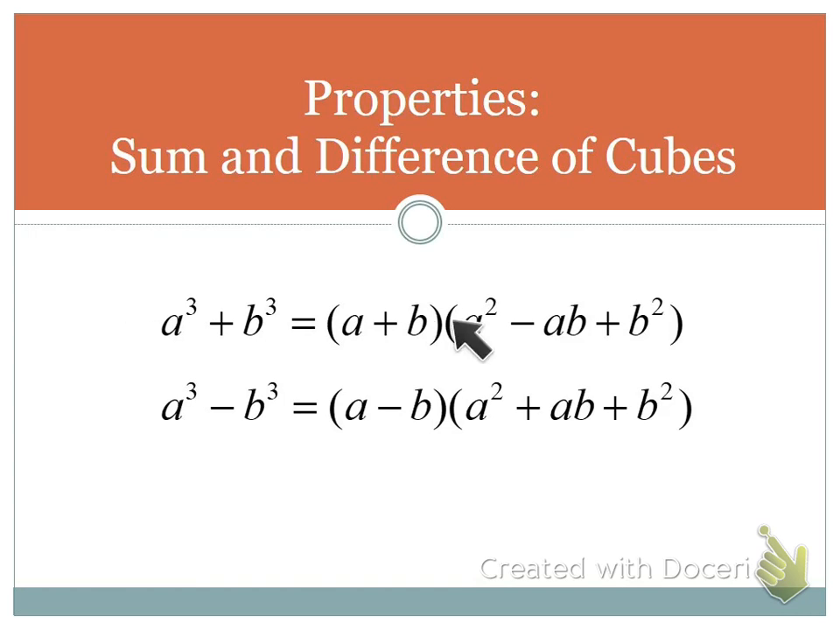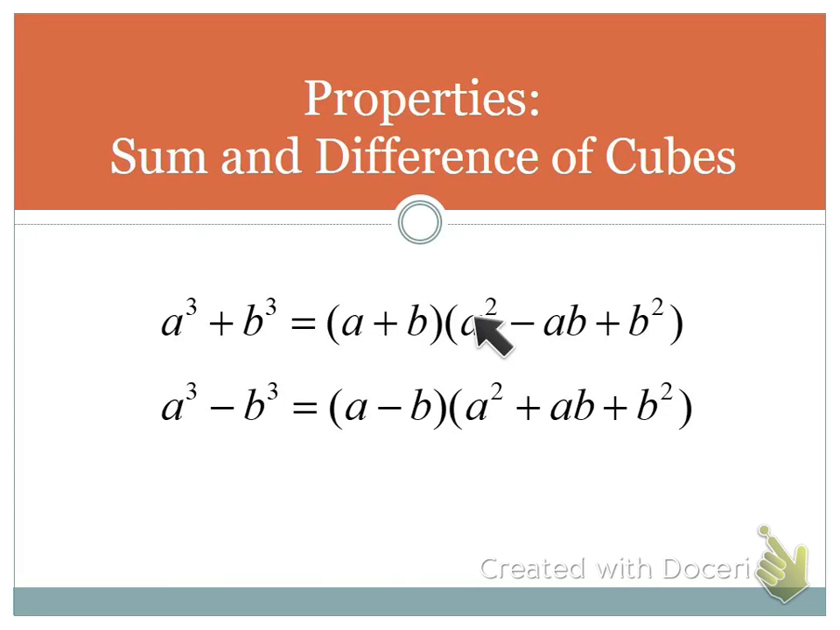Okay, so the top is the sum pattern. So if you have a cubed plus b cubed, it will factor into a plus b times a squared minus ab plus b squared. If you have a cubed minus b cubed, it will factor into a minus b times a squared plus ab plus b squared. So notice that these are essentially the same pattern. They are super similar. What's the only difference between them? The plus and the minus. Okay, where the plus signs and minus signs go.